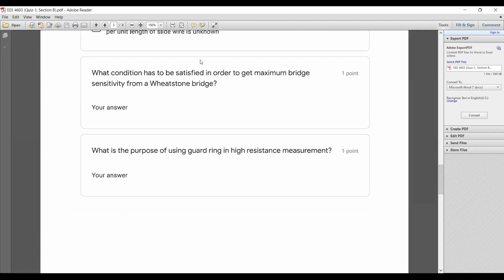Now this question is quite straightforward. What condition has to be satisfied in order to get maximum bridge sensitivity from a Wheatstone bridge? It is P by Q or R by S equals 1, or you can write P equals Q equals R equals S. Any of these two were considered correct. Even some students just wrote P by Q equals 1 or R by S equals 1. For this quiz, I have also considered those as correct answers, because your marks were not that good.